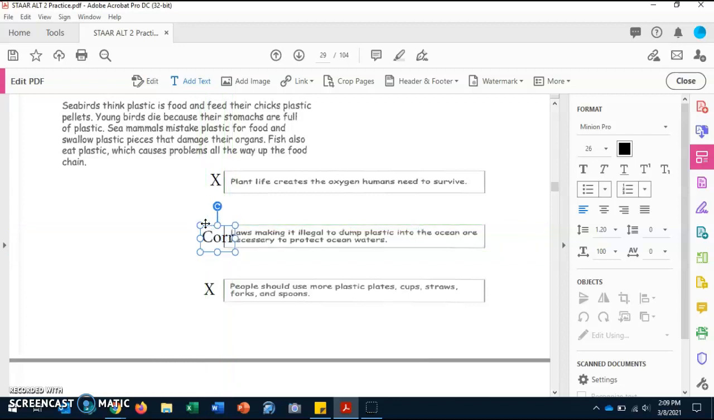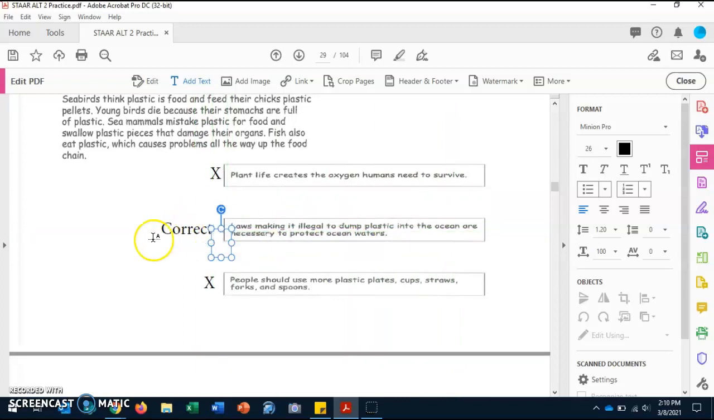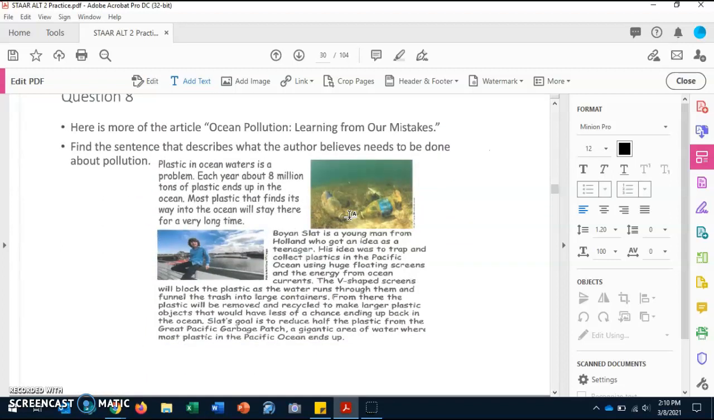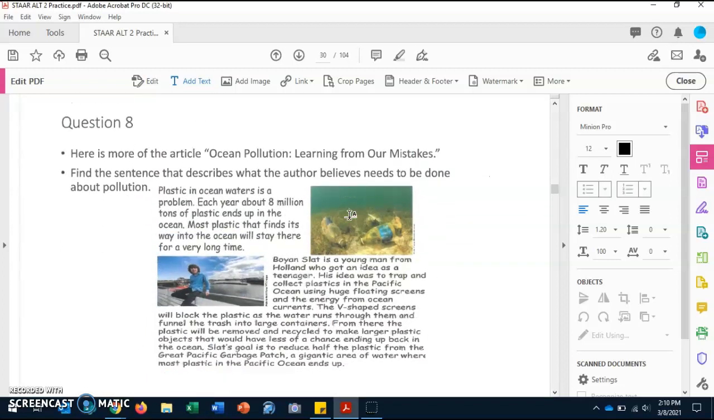I'm going to put here correct because I can't circle it, and I don't think I can highlight it either, so it's okay. So I'm just going to put here correct, that way you know that this is the correct answer. And now question number 8.